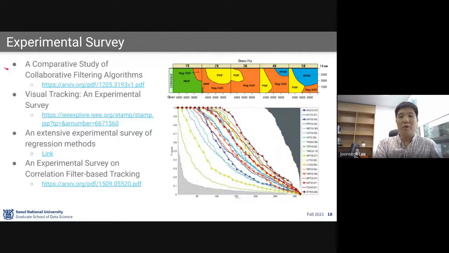The first one is my own work when I was in graduate school. I studied recommender systems at the time, and I compared about 15 to 20 recommendation models that were developed so far. I actually implemented all of them and compared them to draw a lot of interesting outcomes. This is one of the most cited papers from my publications. So that's an example. And I also listed some other computer vision related experimental survey papers. So you can take a look here.